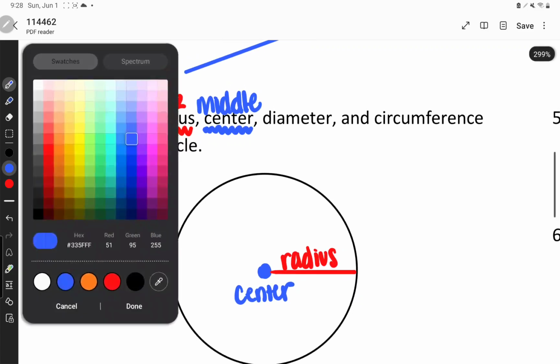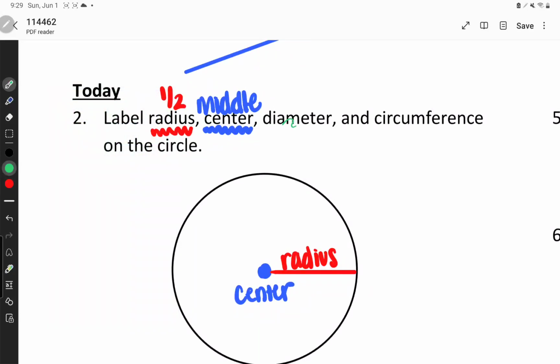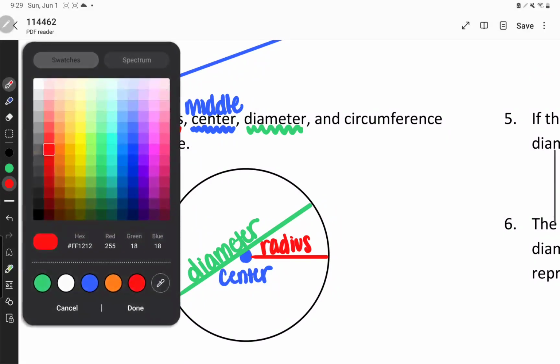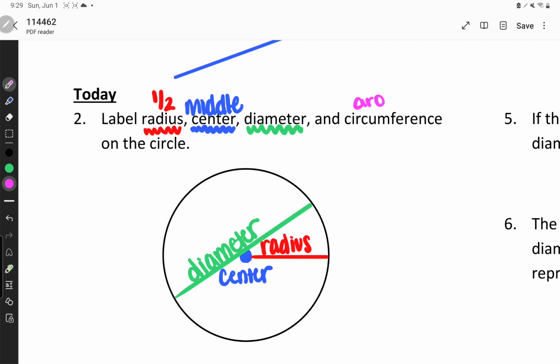Next thing we'll talk about is our diameter. A diameter goes halfway across or all the way across. A diameter goes all the way across and it passes through the center of our circle. So this right here is our diameter. And the last thing is circumference. How would you define circumference? Circumference is our distance around the circle. So this right here is our circumference.